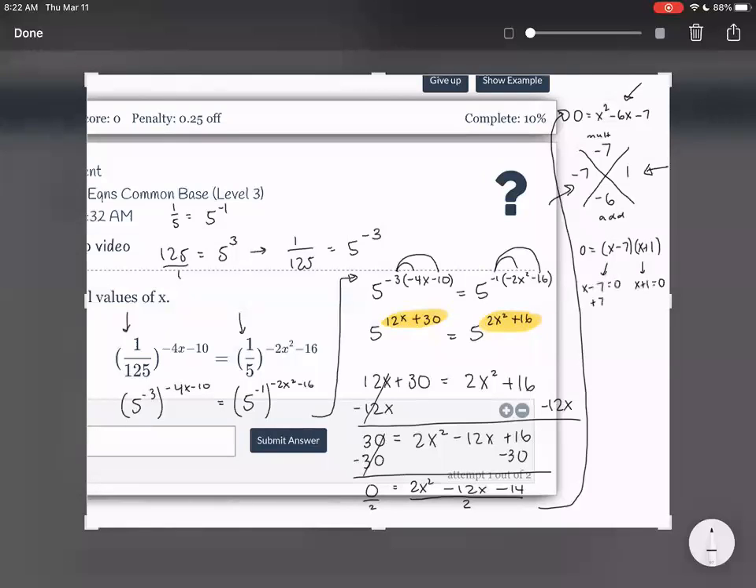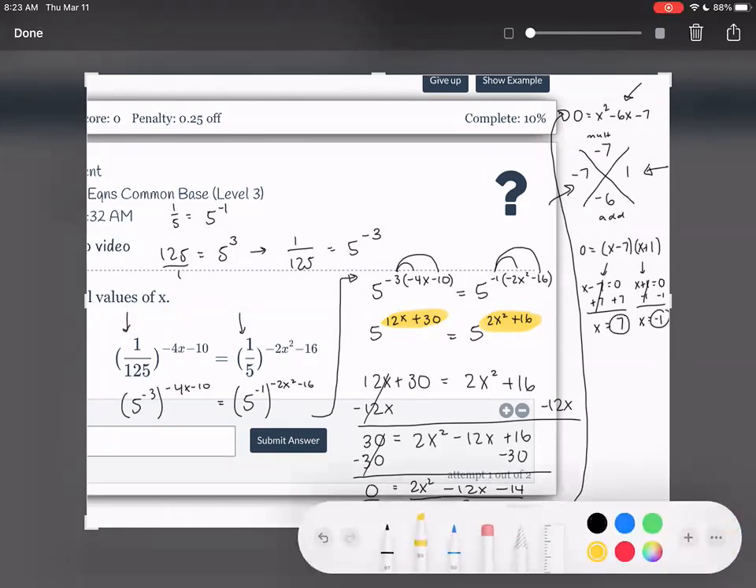Then you can solve for x. So x minus 7 and the plus 7, they cancel out. You get x equals 7. And then for the x plus 1, minus 1, those cancel out. You get x equals -1. So you have two answers, 7 and -1.